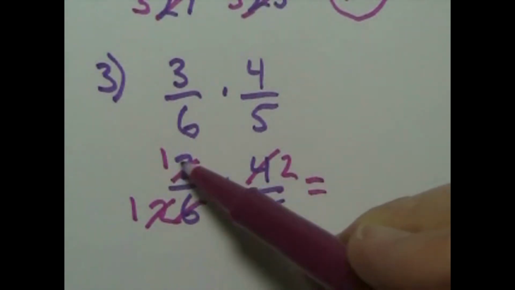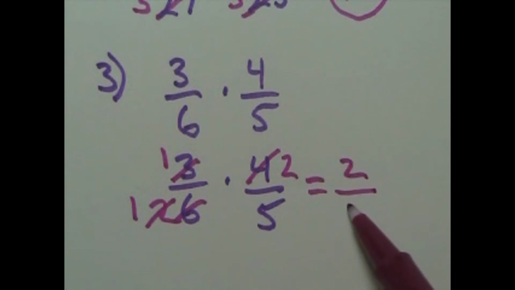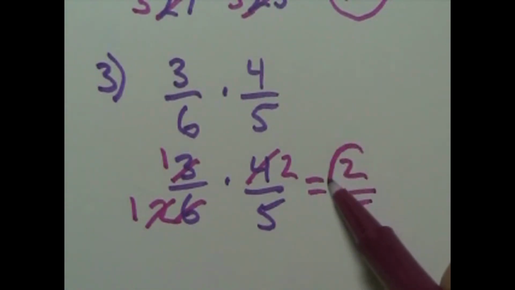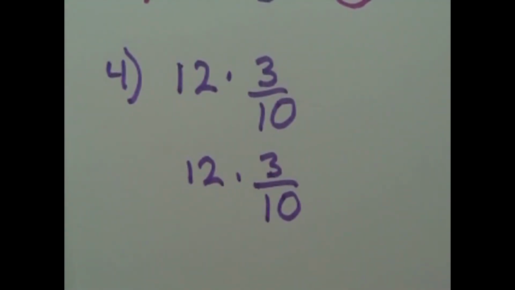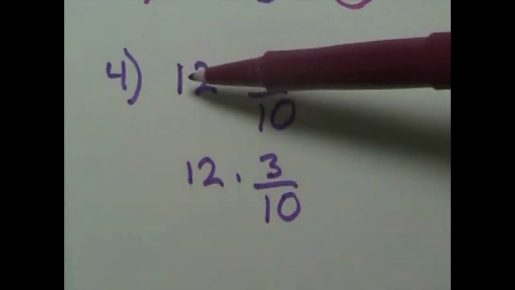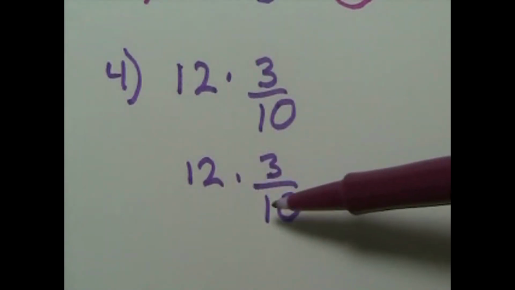All right, on the top I have 1 times 2, that's 2. And on the bottom, 1 times 5, that's 5. Now we have a whole number this time, 12 times 3/10. Okay, so there's our original problem. Now let's do some changes to it.